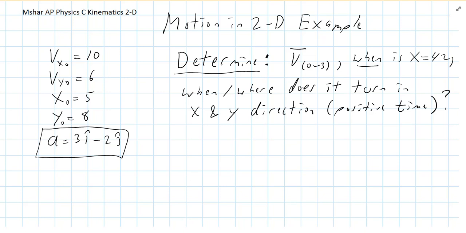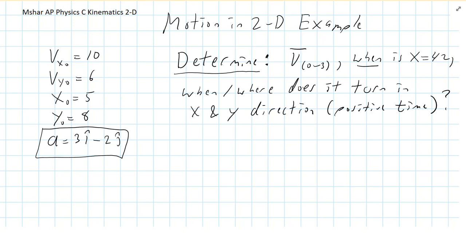There are three things we're going to determine. First, what's the average velocity between 0 and 3 seconds? The second thing is, when is it at a position of 42 meters? And finally, when and where does it turn in the x and y direction? We're only going to look at positive time, so after you've started your watch. If you need a moment, go ahead and copy all the information down, and then we'll get going.